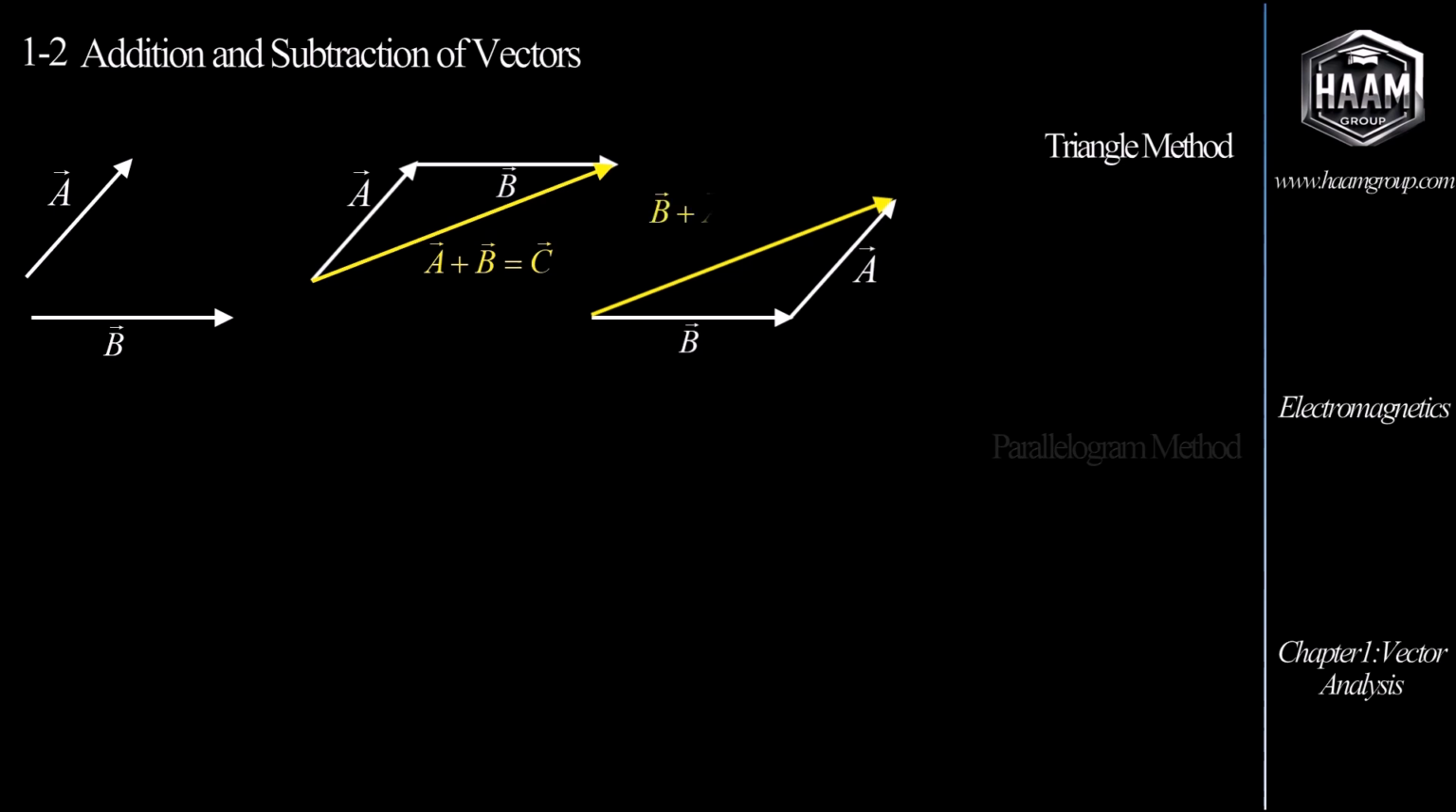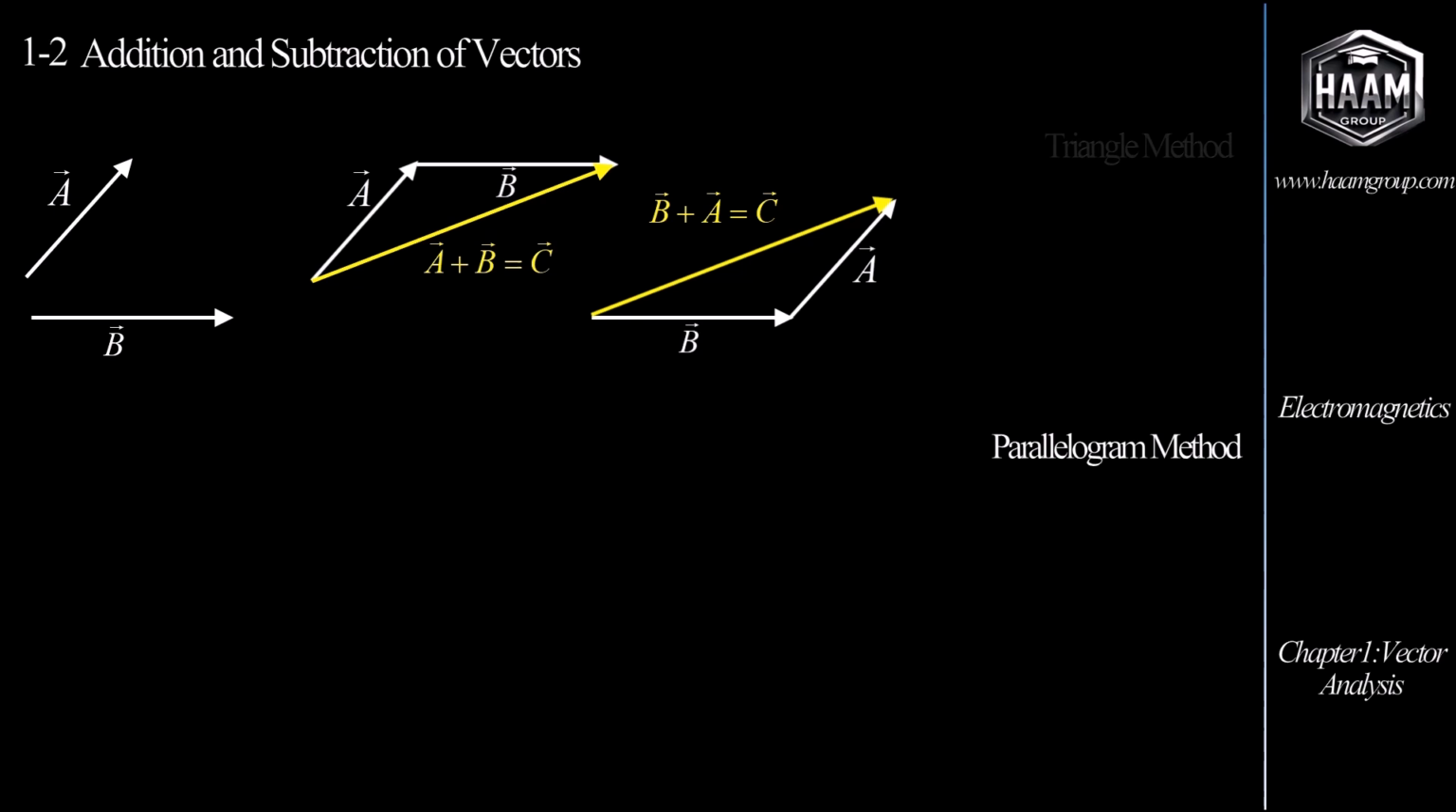In other words, B plus A equals A plus B. This demonstrates that vector addition is commutative, meaning that changing the order of the vectors does not change the result.